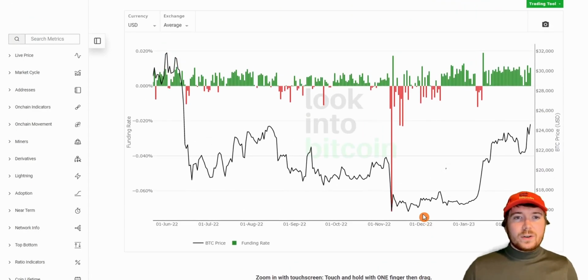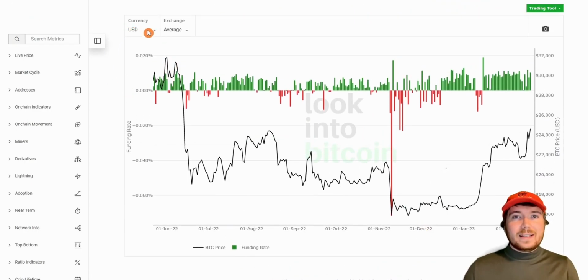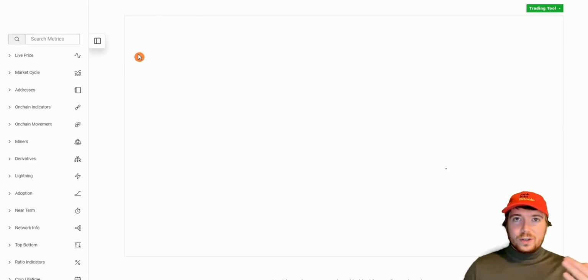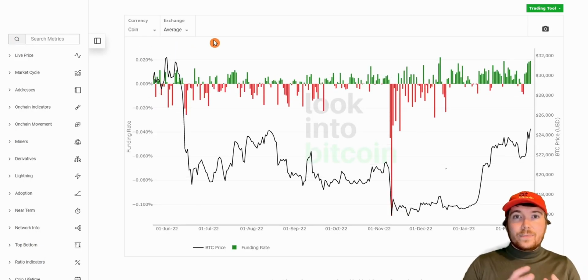But again, what we can do on this chart is rather than having it as USD denominated, we can have it coin denominated. So we can actually see the funding rates in Bitcoin denomination as opposed to USD, which is my preferred way to actually use these data points, as it isn't as influenced and impacted by the underlying price of the asset.